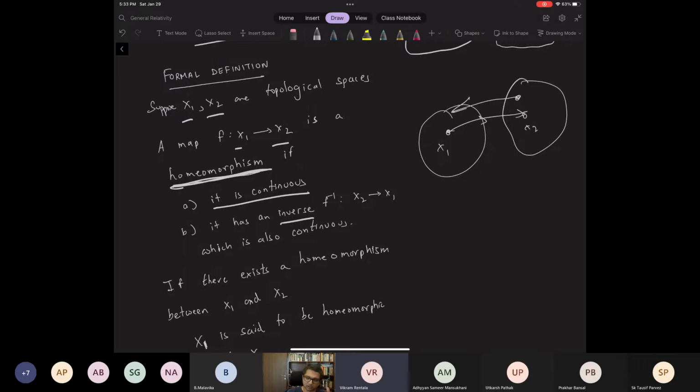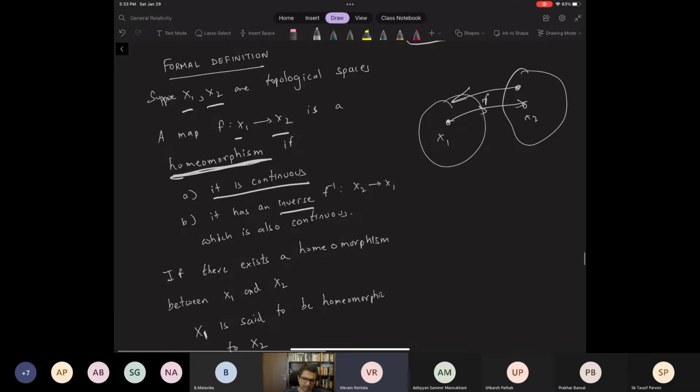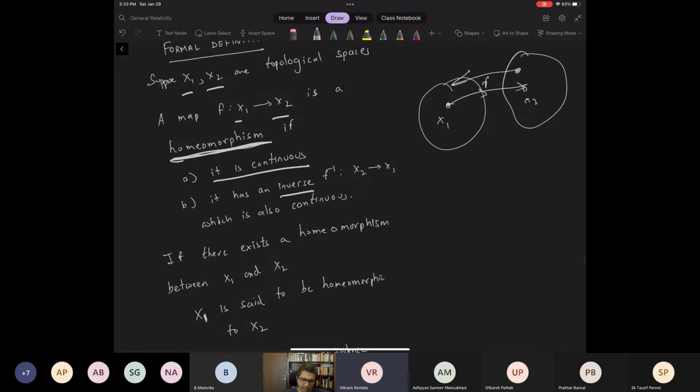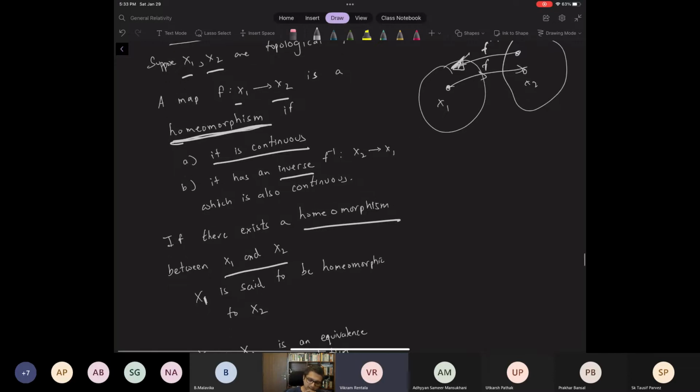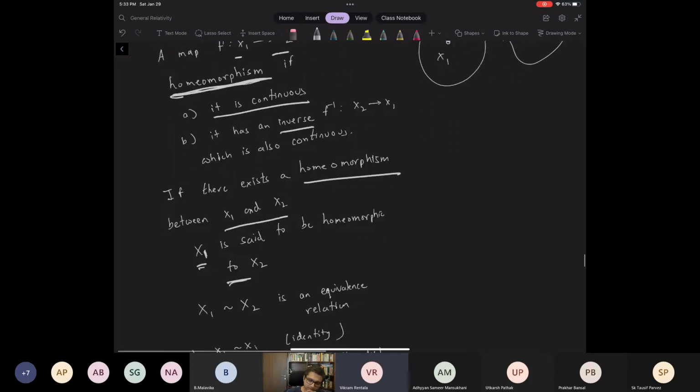So the condition is very simple. You just have to have a map from x1 to x2, okay? The map has to be continuous, and the inverse should exist, and the inverse should also be continuous, okay? So if these conditions are satisfied, then you say that there is a homeomorphism between x1 and x2. These two topological spaces are in some sense identical. So x1 is said to be homeomorphic to x2.